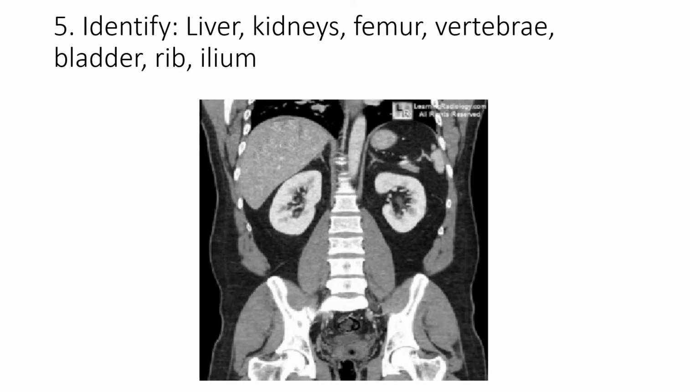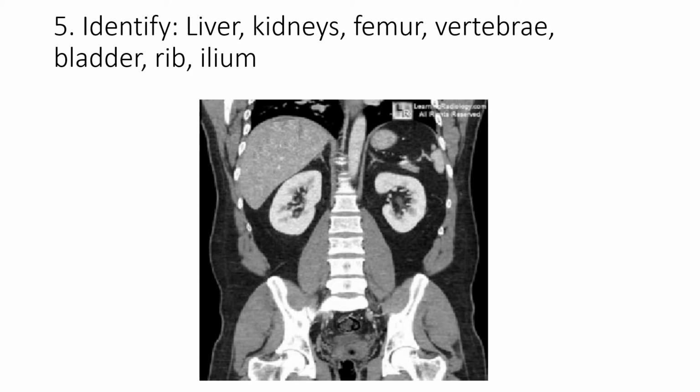So the next one here says to identify the liver, the kidneys, the femur, the vertebrae, the bladder, the rib, and the ilium. Now the ilium, we didn't really get too much into the pelvic, but the pelvic bones are made up of 3 bones, and one of them is the ilium. Okay, so if you didn't remember what the ilium is and you didn't go look it up, we'll label it.